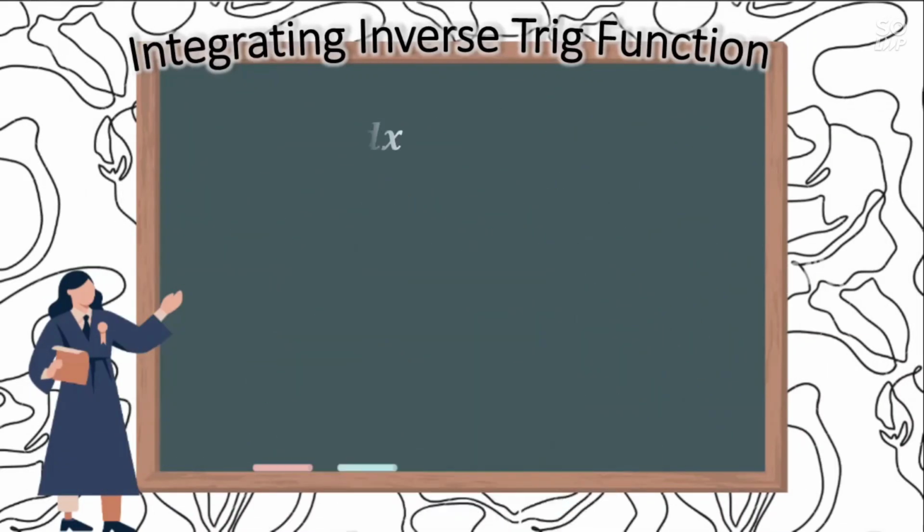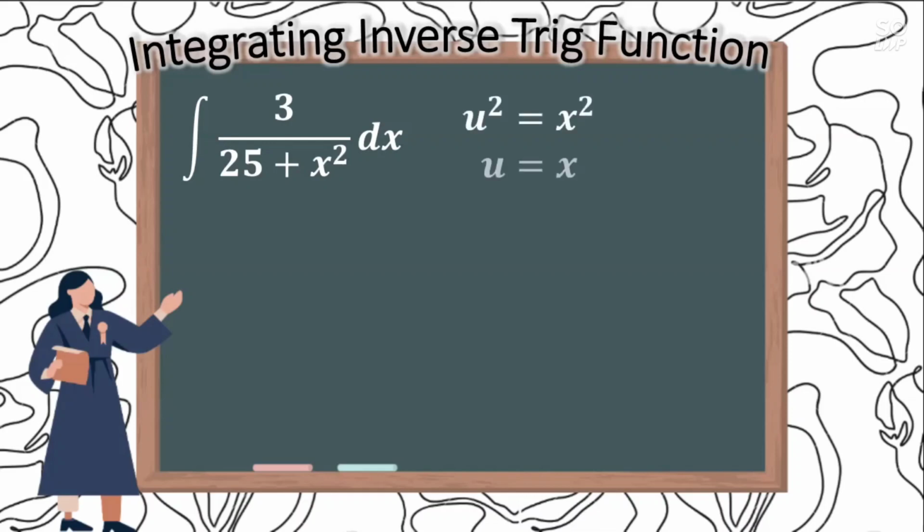What is the antiderivative of 3 over 25 plus x squared dx? So, our u squared is going to be x squared, which means u is equal to x. du will be equal to dx. And a squared is 25, which means a is 5, the square root of 25. So what I'm going to do next is to move 3 to the front, replace the dx with du, replace 25 with a squared, and replace x squared with u squared.